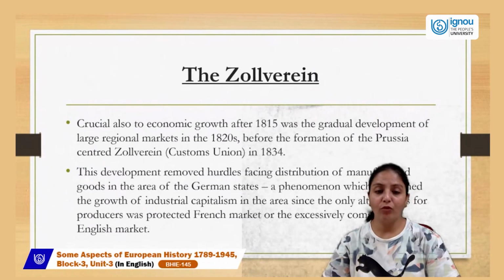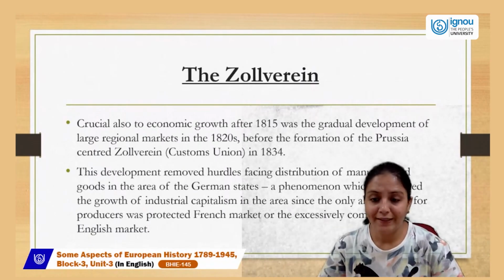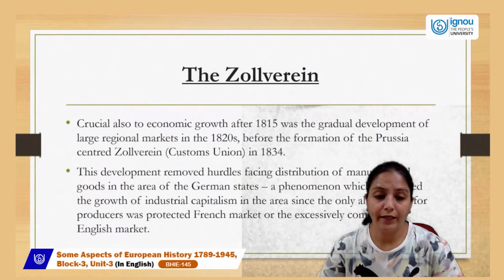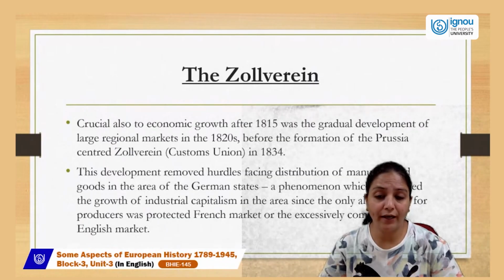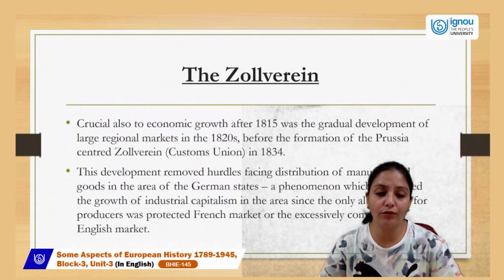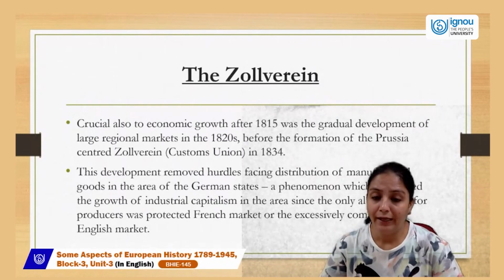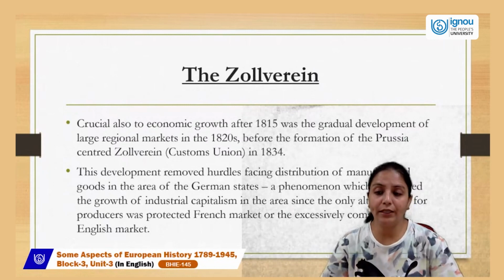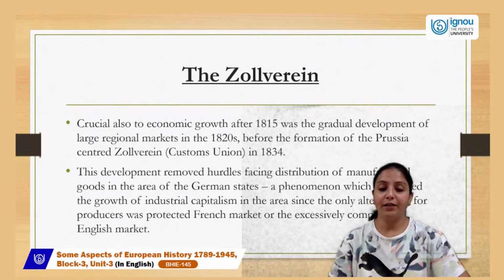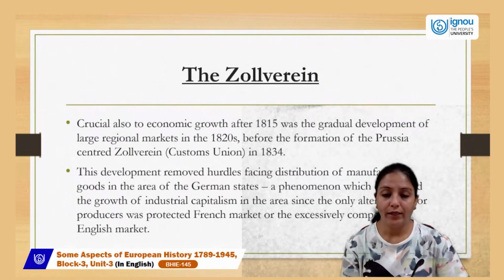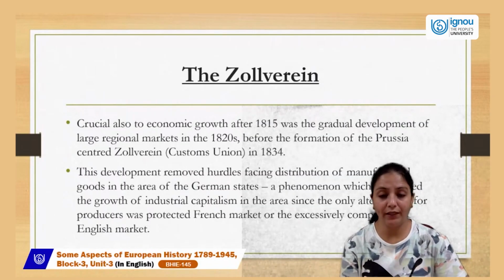This development removed hurdles facing distribution of manufactured goods in the area of German states. What were the problems they were facing at that time? A phenomenon which dampened the growth of industrial capitalism in the area, since the only alternative for producers was the protected French market or the excessively competitive English market.